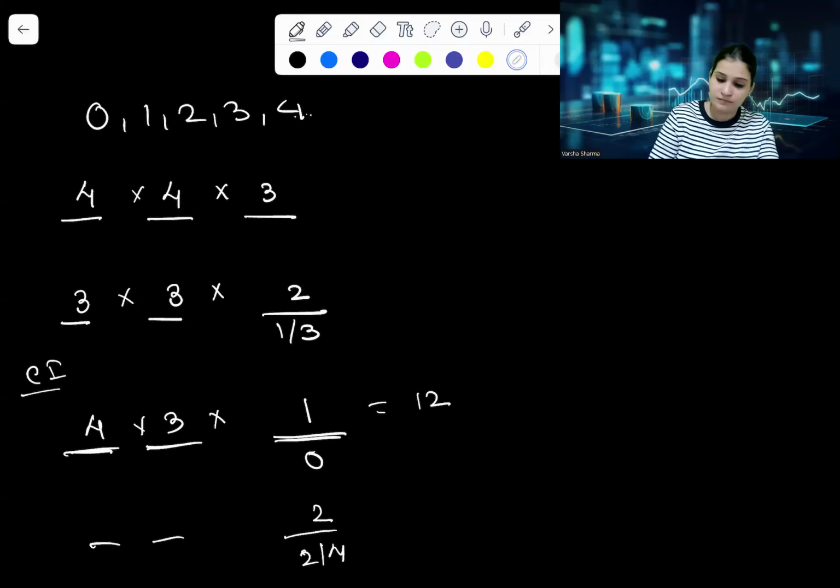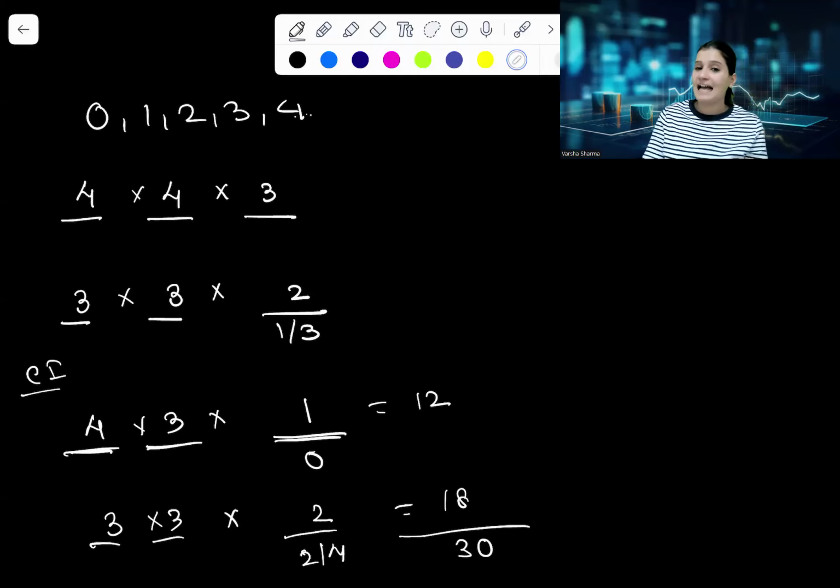Three ways out of 5: one of them sits in the first place, one of them sits in the last place, 2 gone, remaining 3 ways. So 3 into 3 into 2, 18 ways, a total of 30. Now I'll add because it's odd. Either your even number will end with 0 or your even number will end with 2, 4.